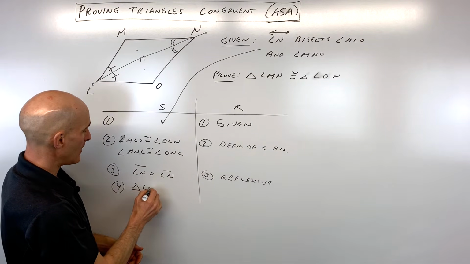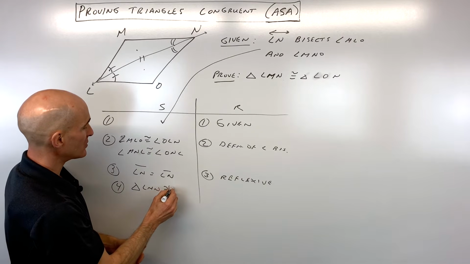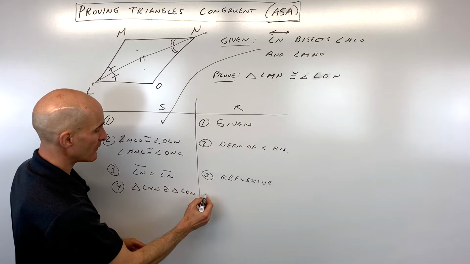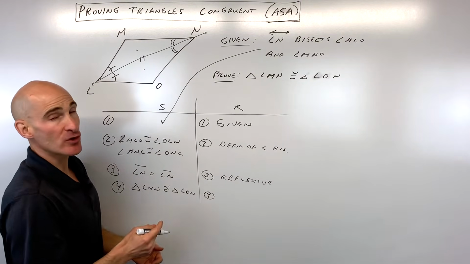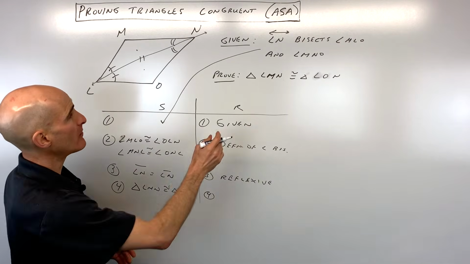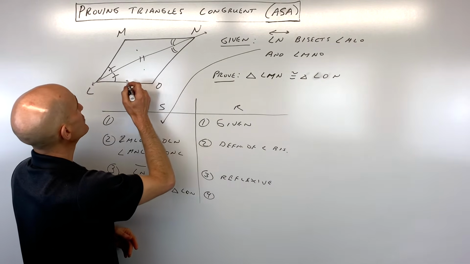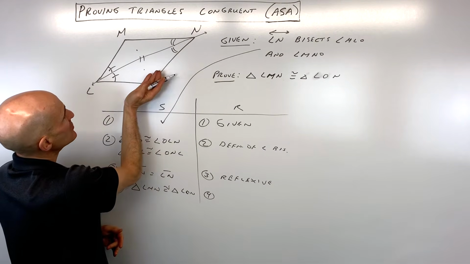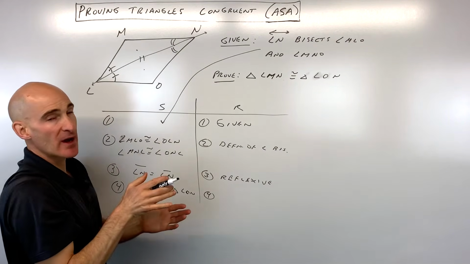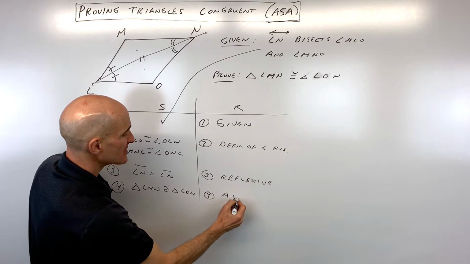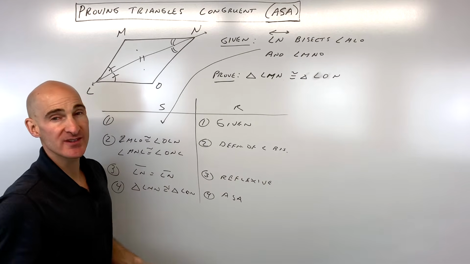So triangle LMN is congruent to triangle LON. And again, you want to make sure that the corresponding vertices and the corresponding angles, the corresponding sides, etc., the ones that are congruent to each other are going to match up. The order is important. So it looks like LMN is congruent to LON. You can see if you fold that triangle, those corresponding vertices are going to match up. And again, that's going to be by the angle, side, angle triangle congruence theorem.